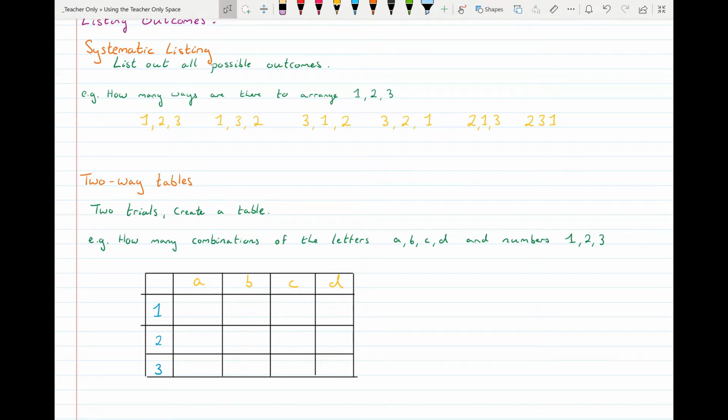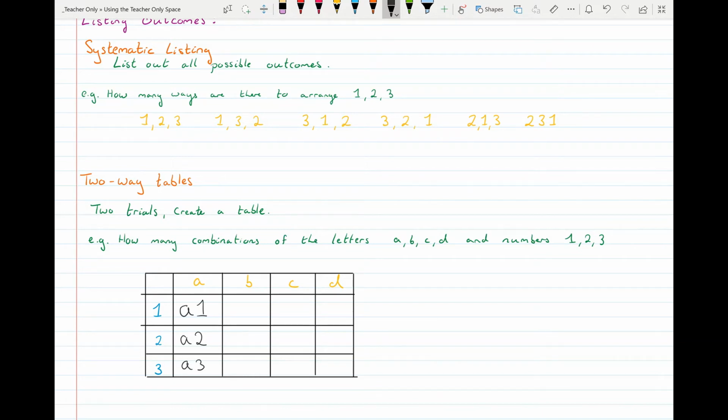Here we have how many combinations of the letters A, B, C, D and numbers 1, 2, 3 are possible. So I put the letters A, B, C, D across the top and I put the numbers 1, 2, 3 down the side. And then we fill in the two-way table. So the first one we'd have will be A1. And then underneath that we'd have A2. And underneath that again we'd have A3.